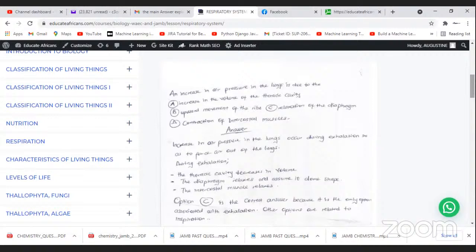Increase in air pressure in the lungs occurs during exhalation, so as to force air out of the lungs. During exhalation, the thoracic cavity decreases in volume, the diaphragm relaxes and assumes its dome shape, and the intercostal muscle relaxes. So you can see from all these, option C has relaxation of the diaphragm, just the way we have the relaxation of the diaphragm here. So that makes option C the right answer.